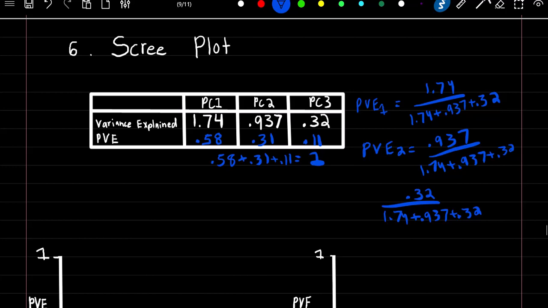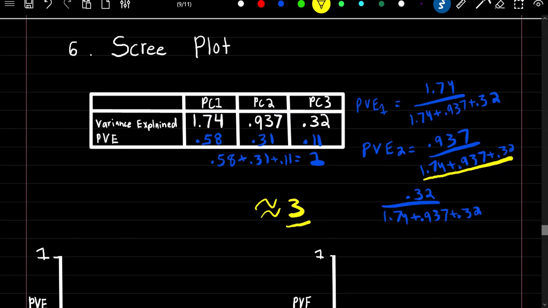Now, another thing to notice, if you look at the denominator, 1.74 plus 0.937 plus 0.32. So ignoring rounding, we would get a value of 3 for this. Now, since our data only had 3 variables, and we standardized each of our variables, the variance for each variable will be 1. So when we sum up the 3 variables with variance 1, the total variance in our data is 3. So that's why our denominator would be 3 if we standardize our data.